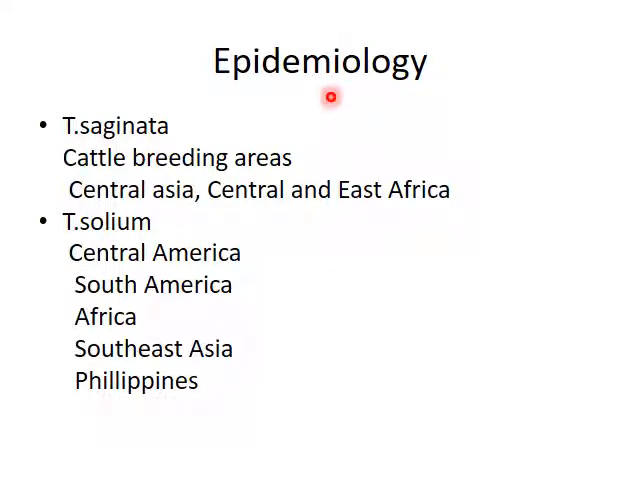Epidemiology of Taenia. As the intermediate host of Taenia saginata is cattle or cow, it is more common in cattle breeding areas, and the areas with the highest prevalence include Central Asia, Central and East Africa, while Taenia solium is endemic in Central and South America, Africa, Southeast Asia and the Philippines.